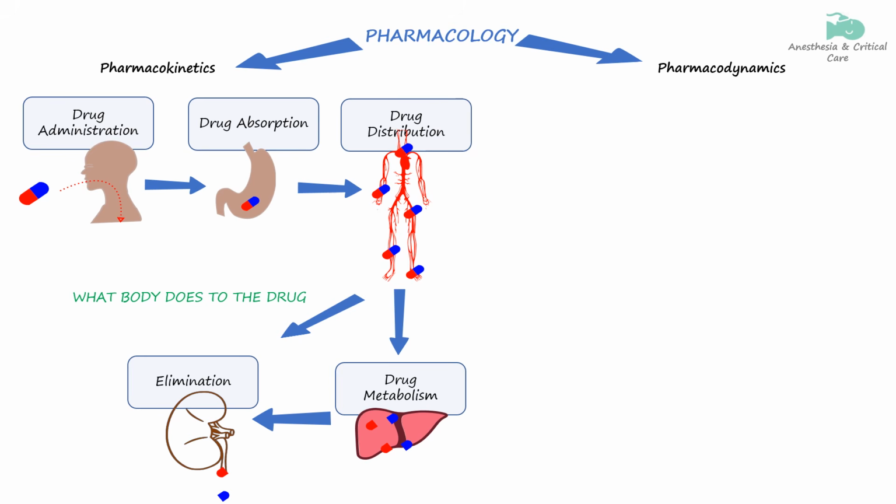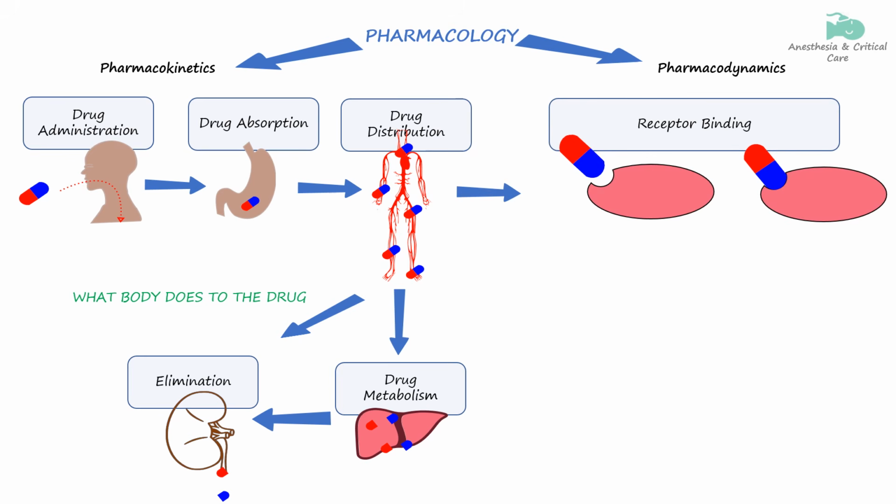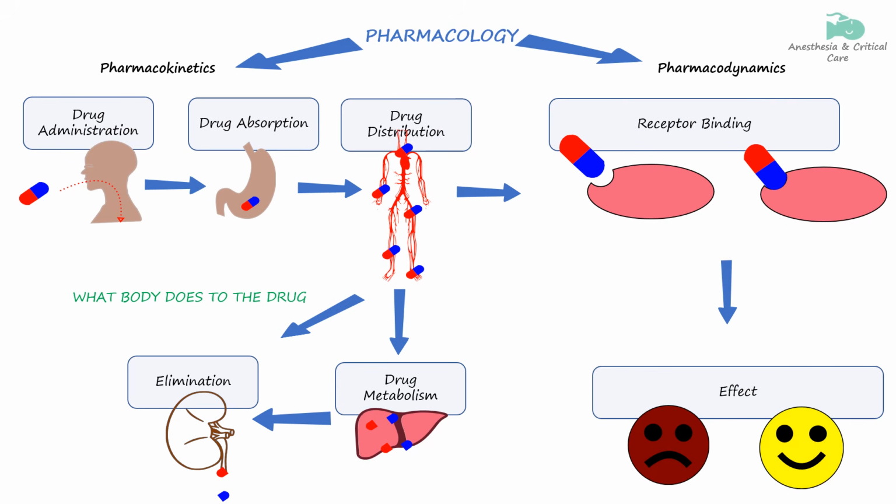As the drug moves through the body, it interacts with specific receptors located in various tissues and organs. When the drug binds to these receptors, it triggers its intended effects such as causing pain relief or sedation. This process is referred to as pharmacodynamics, which describes what the drug does to our body.